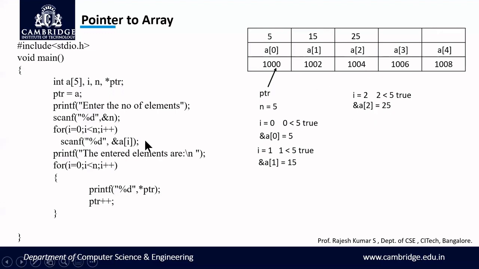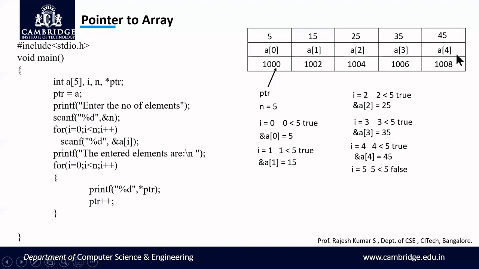Like this, I'll be looping 5 times. Next time, i gets incremented. i will become 3, and I'm checking the condition 3 is less than 5. Yes, it is true. When the condition is true, I'm entering e of 3, that is 35 will be stored at this particular location. Again, i gets incremented and becomes 4. When i is 4, 4 is less than 5. The condition is true. Next, I enter the value at the location e of 4, that is 45. 45 will be stored in this particular location.